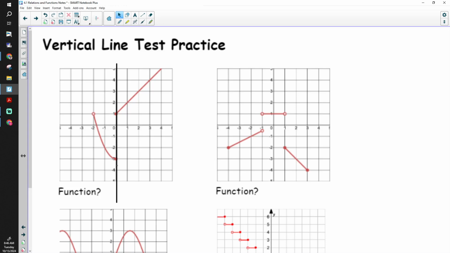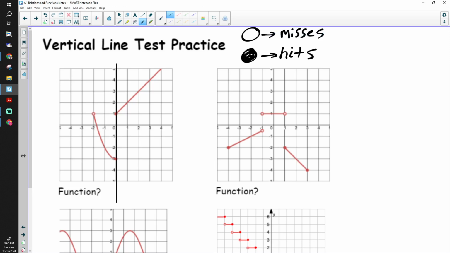If we're hitting a filled in, a solid point, that counts as hitting the graph. So maybe off to the side, open circle, closed circle. You guys remember when we were graphing, open means it doesn't include that value. So you're not actually hitting a point. It's gotta be solid.